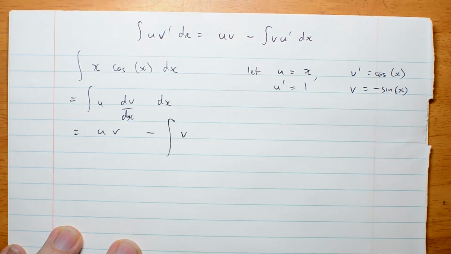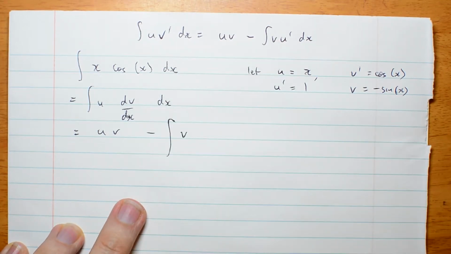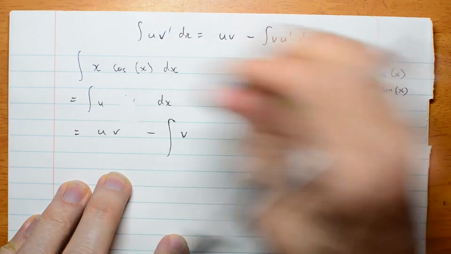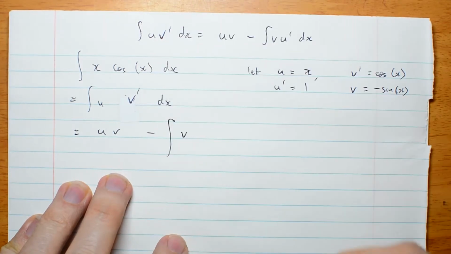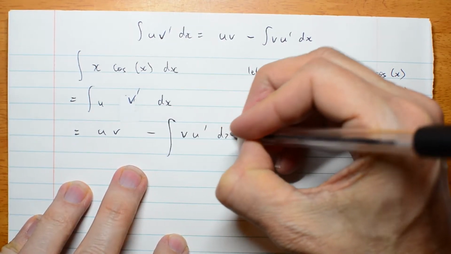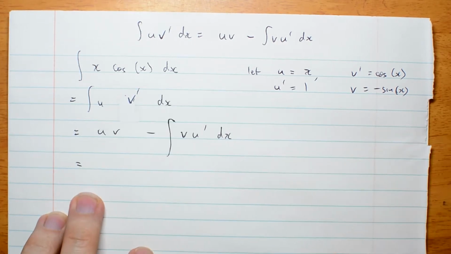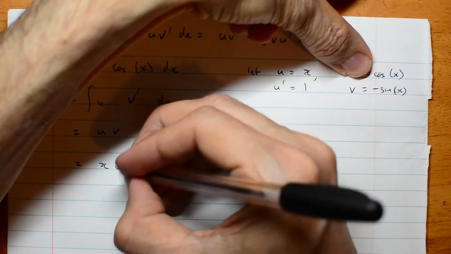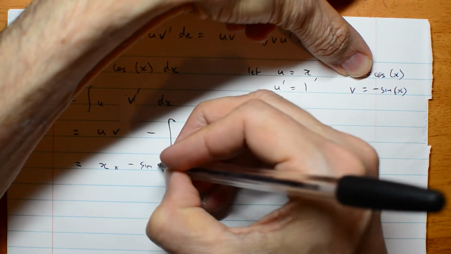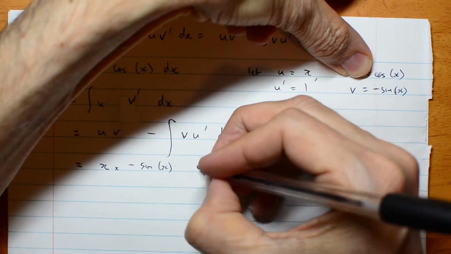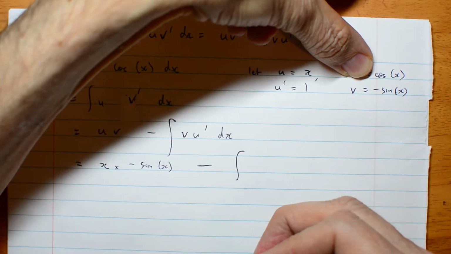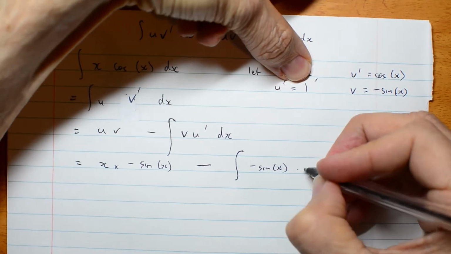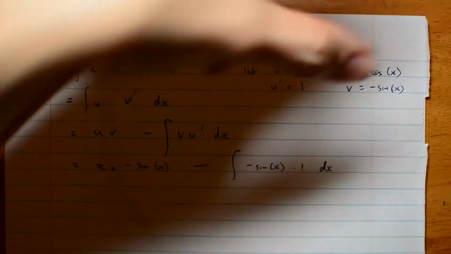I know I write dv dx. I actually think I should probably write just v dashed here so I don't confuse you. I'm sorry if you're taking notes. That's v dashed, and this is u dashed. So let's put those in carefully. u is x, v is negative sine x, minus the integral of v, negative sine x, u dashed was 1, like so.